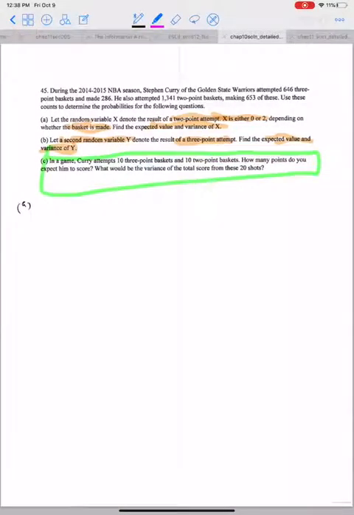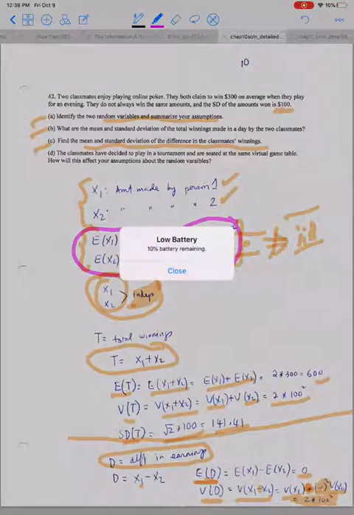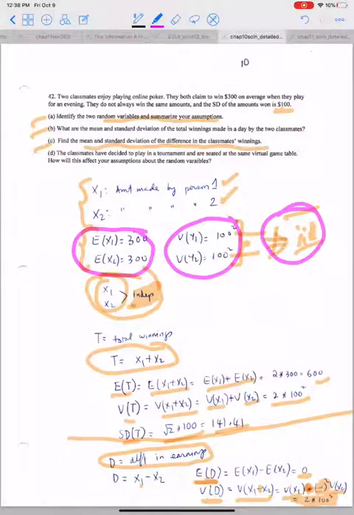So now the next question is a very similar question. Here we are asked what the two variables are and what assumptions are made. The two variables are X1, the amount made by person 1, and X2, the amount made by person 2, and the expected values are 300 for both and the variances are 100 squared for both. What is the assumption made? The assumption is they are both IID.